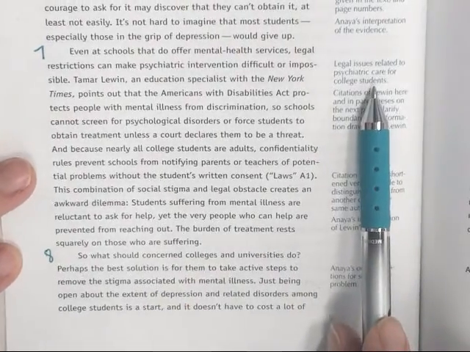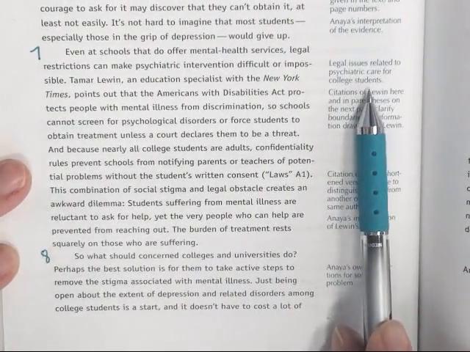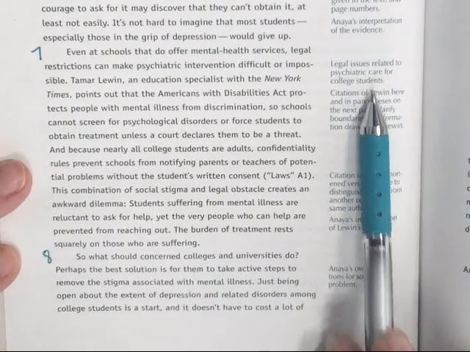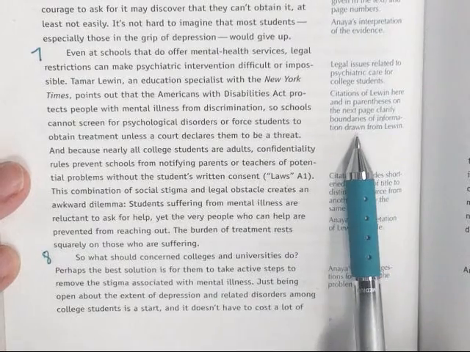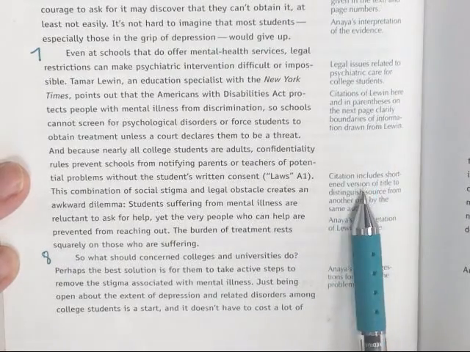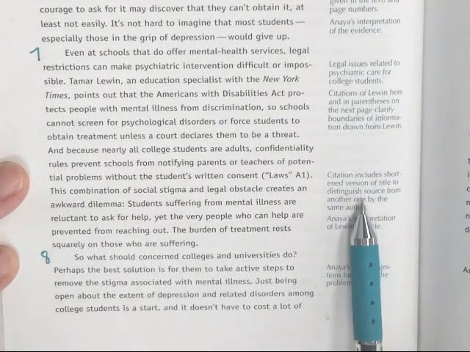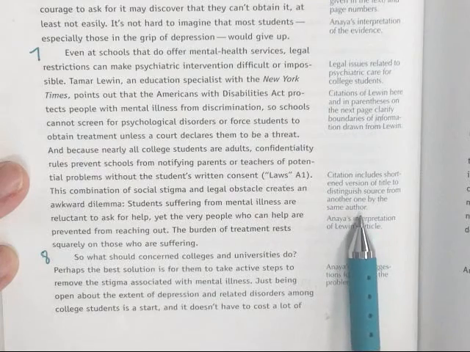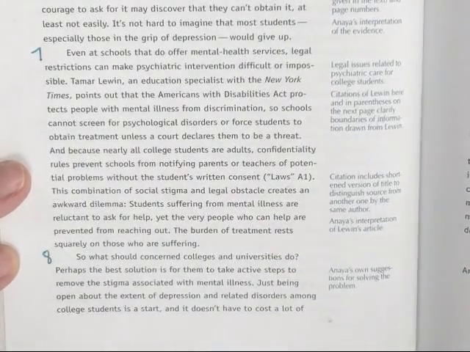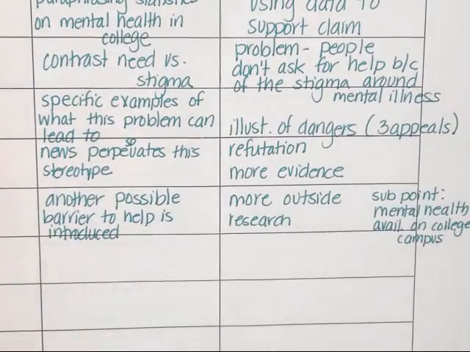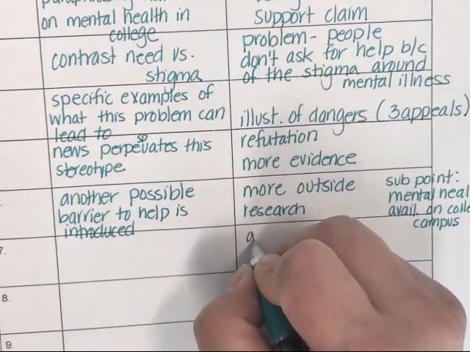Okay, so legal issues related to psychiatric care for college students is the topic of this paragraph. Her citations here and her parentheses on the next page clarify boundaries of information. Her citation includes shortened versions of the title to distinguish the source from another one by the same author. And this is her interpretation of Lewin's article. Okay, so paragraph 7, we have another barrier.